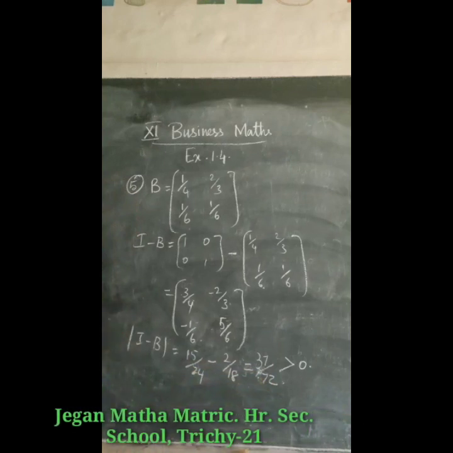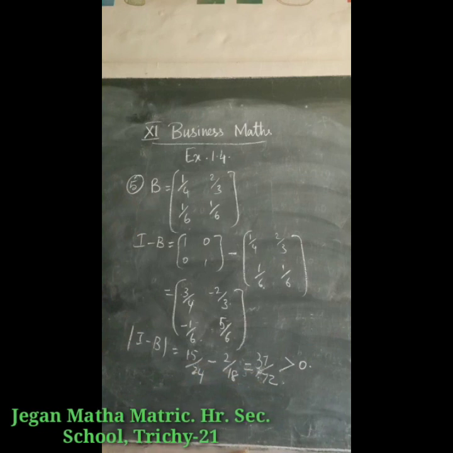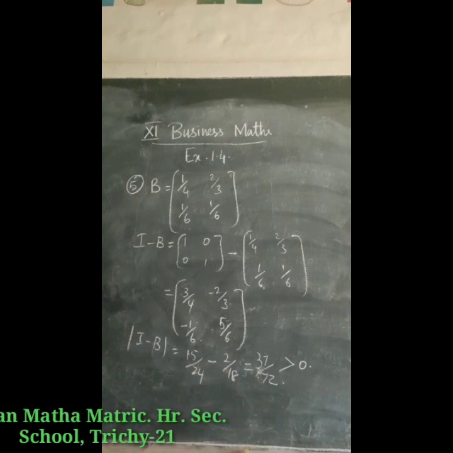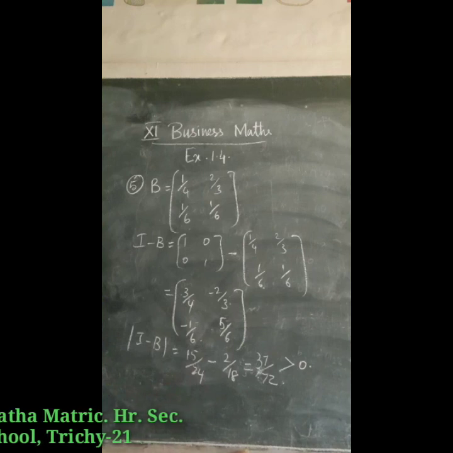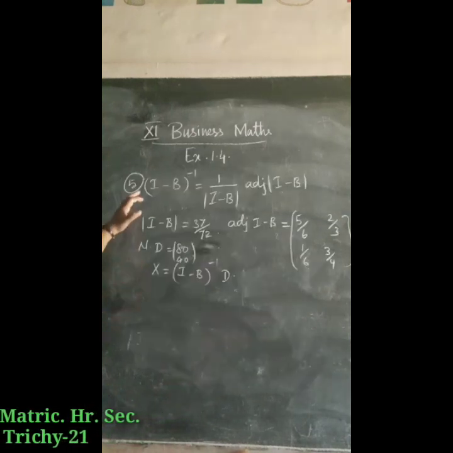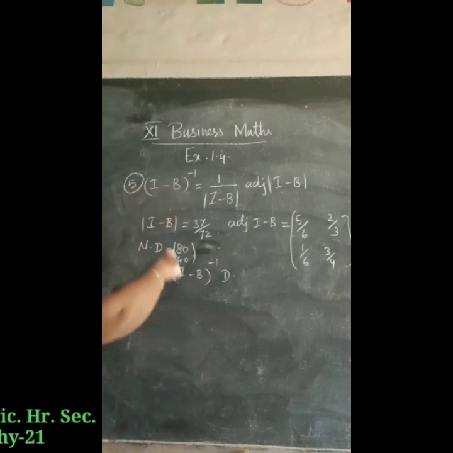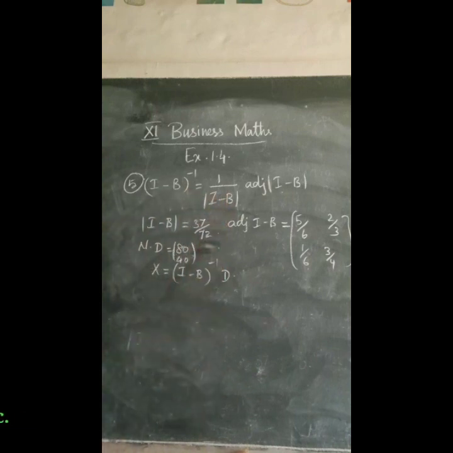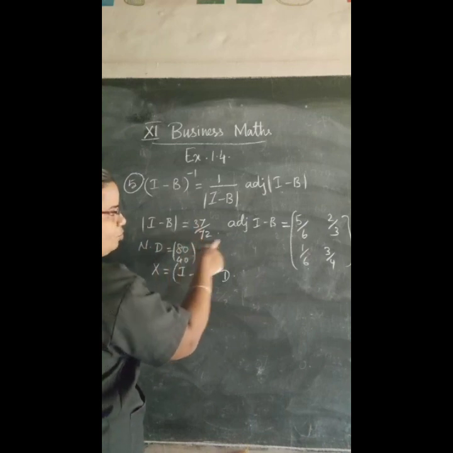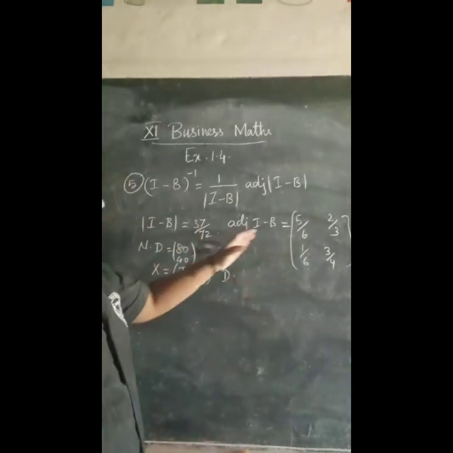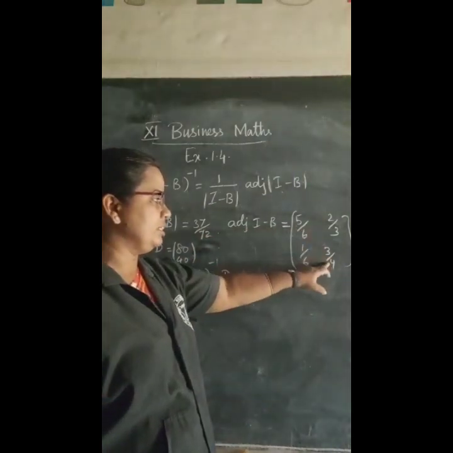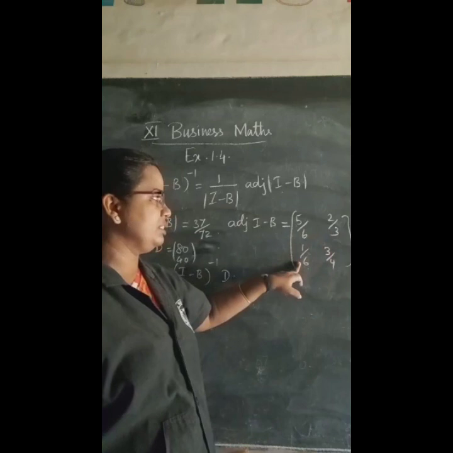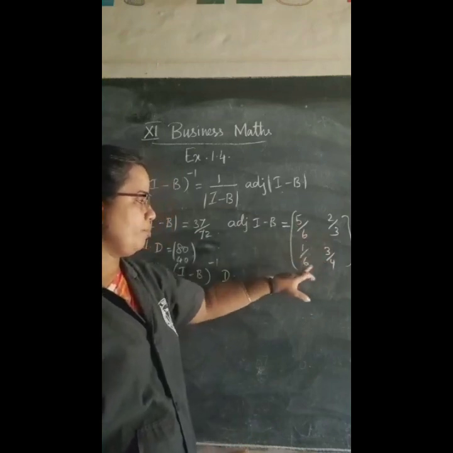It satisfies the Hawkins-Simon method. Now we have to find the new demand for this system. It is viable, which means the problem has a solution. Now I minus B the whole inverse is equal to, what is the formula? 1 by determinant of I minus B into adjoint of I minus B. We already found the determinant of I minus B is 37 divided by 72, and the adjoint of I minus B is 5 by 6, we change the leading diagonal and change the sign of the other diagonal. So 5 by 6, 2 by 3, 1 by 6, 3 by 4.